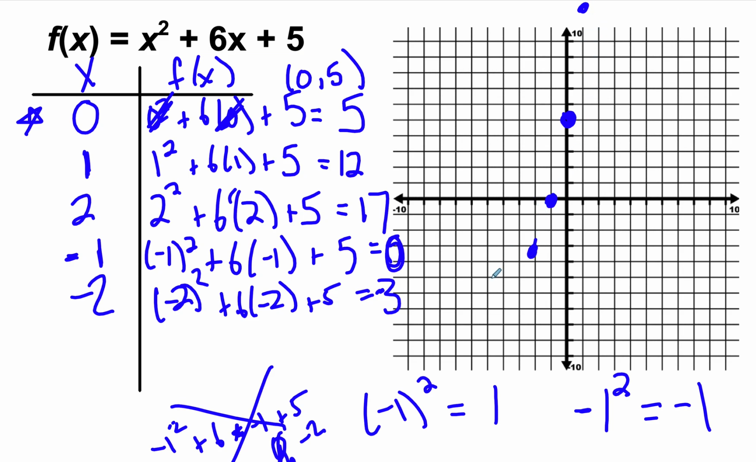So we can see it's going down. I haven't really hit a lowest point yet, so let's plug in negative 3. I get negative 3 squared plus 6 times negative 3 plus 5. Notice how I'm always doing the 5 because that's a constant term. I'm always adding 5 no matter what. So this is 9 minus 18. So 9 minus 18 is negative 9 plus 5 is negative 4. 3, 1, 2, 3, 4.